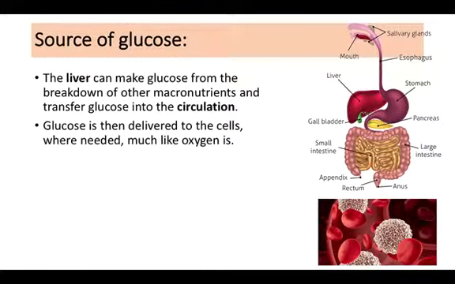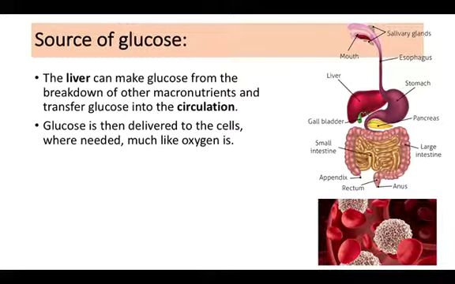All right, the liver can make glucose from breakdown of other macronutrients and transfer that glucose out into circulation as well. Glucose is then delivered to the cells where needed, much like oxygen is. So when it's in there, they need it, they can take it, they can pull it in, they can use it. So now we've got glucose and we've got oxygen.